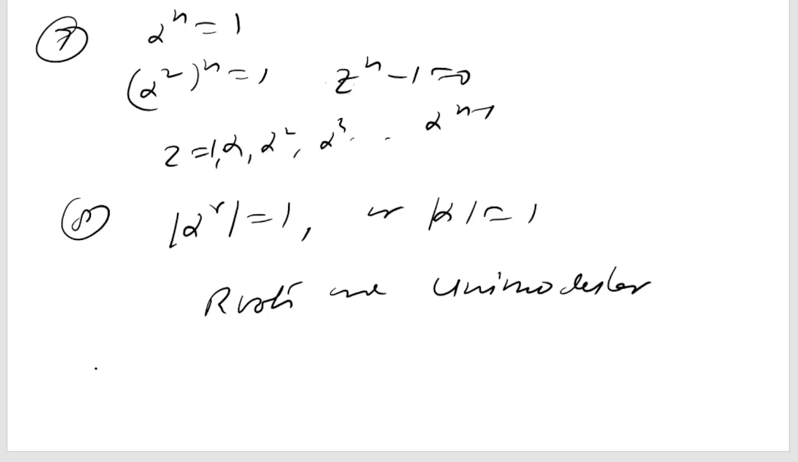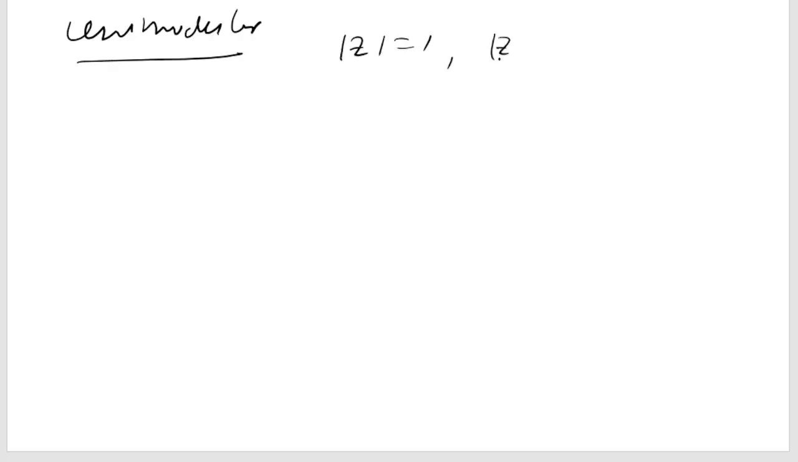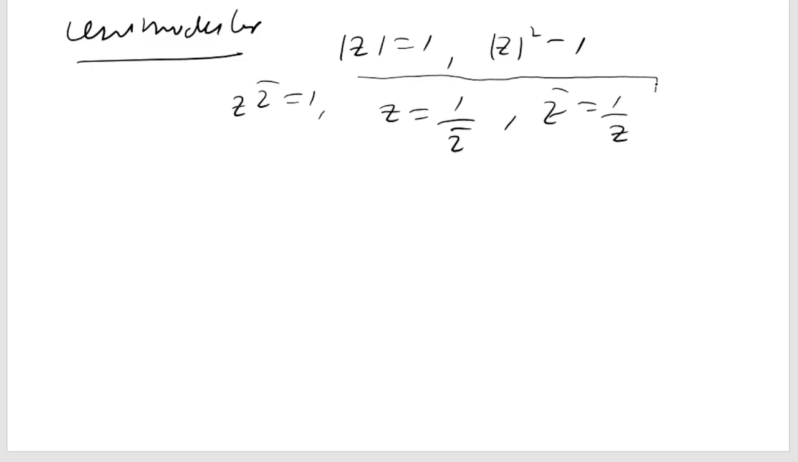One key observation whenever we say unimodular: unimodular means the magnitude of z is 1, or we can say |z| squared is equal to 1. We have discussed that z times z bar is equal to 1. So whenever any complex number is unimodular, then z is equal to 1 by z bar, or z bar is equal to 1 by z. That's the interesting thing in case of a unimodular.